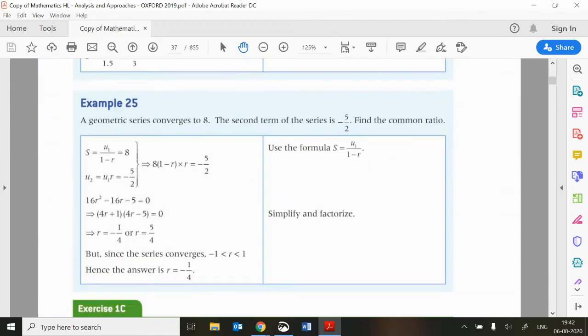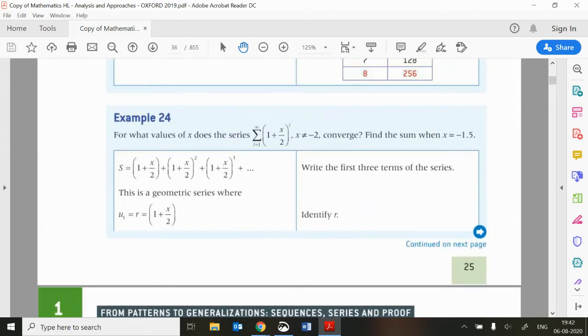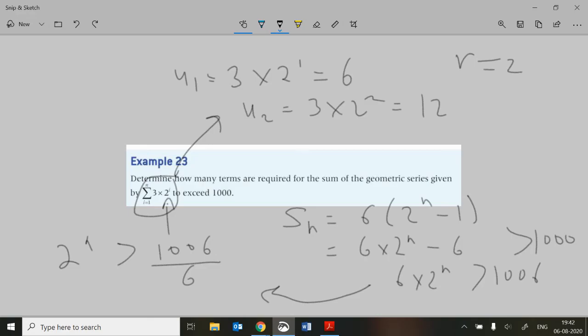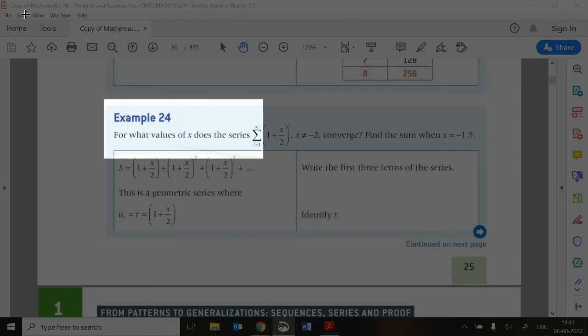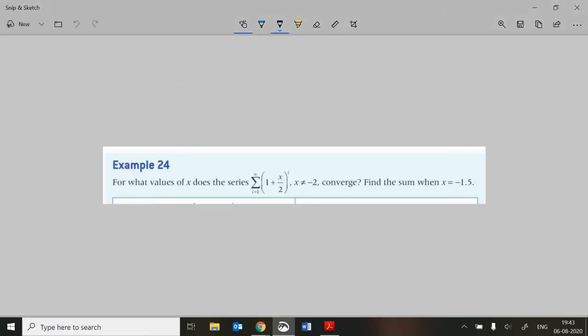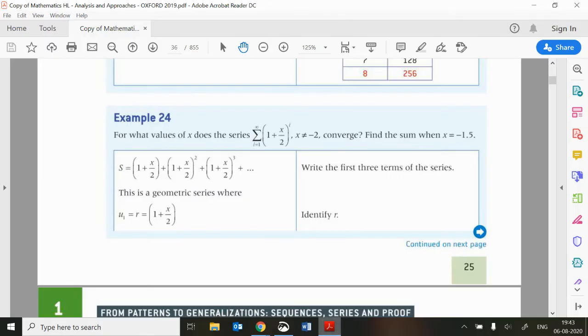Okay, right. 2 more questions to go. Right, hang in there. Right, 24. Do this. Okay, right. For what values of x does this series converge? Find the sum when x is minus 1.5. Oh, it seems like they're missing something here.